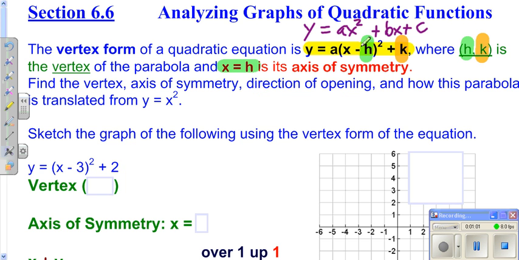Now, your vertex form helps you easily identify your vertex, your axis of symmetry, and your direction of opening, because that's given to you by the number in front. If it's positive, it opens up. If it's negative, it opens down. Also, it tells you how it's translated from your normal basic parabola, because what's being subtracted from the x in this form tells you how far right it's going. What's being added afterwards tells you how far up it's going for your translation.